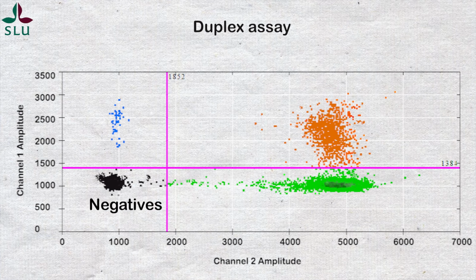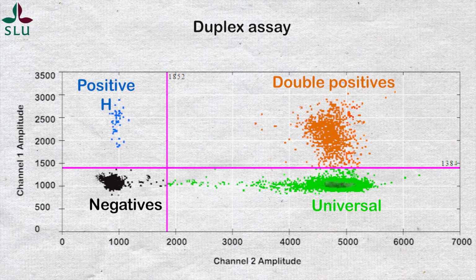In this example, we use our duplex assay for strongyles in sheep. The blue dots represent droplets that are positive for Haemonchus, whereas the green ones represent droplets only containing the universal target. However, as you can see, on top of this, there is also a cloud of orange droplets that contain both targets. Based on this information, it's possible to determine the total number of strongyle DNA copies in a sample, but also the fractional abundance of Haemonchus.